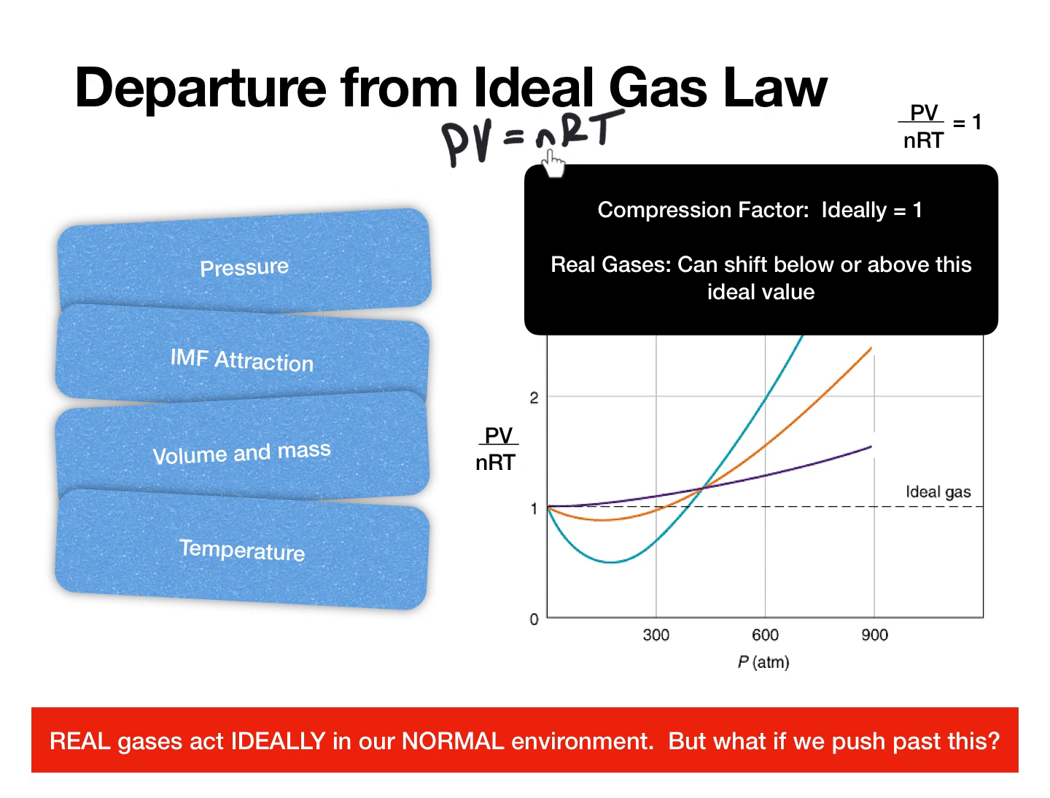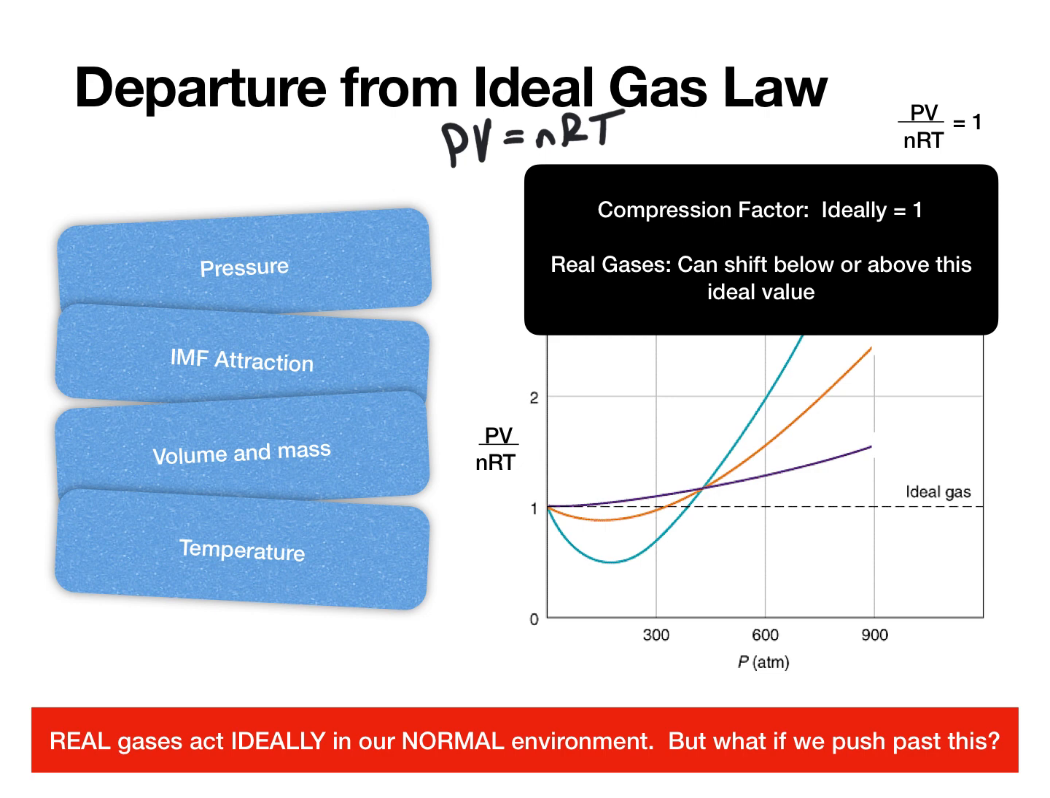those two numbers would be identical to each other. So basically what you can do is divide nRT onto this side, so you have PV over nRT, and that's going to equal 1. This is called a compression factor. For the ideal gas, the compression factor is 1 and is always 1, no matter what the conditions. But real gases can shift above or below this number.